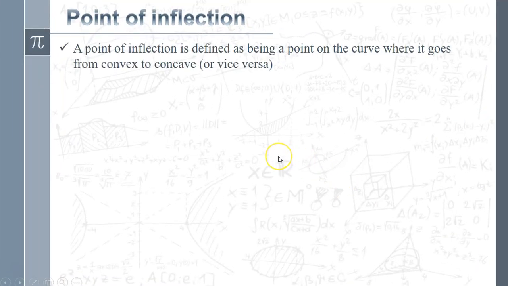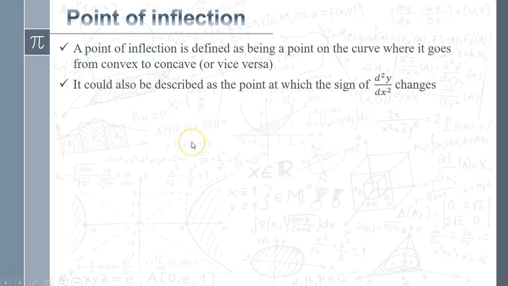So technically, a point of inflection is defined as the point on the curve where it goes from convex to concave, or vice versa, where it changes from one to the other. And it's another way of saying that it's the point where the sign of d squared y over dx squared changes, so therefore it's got to occur when d squared y over dx squared is 0.